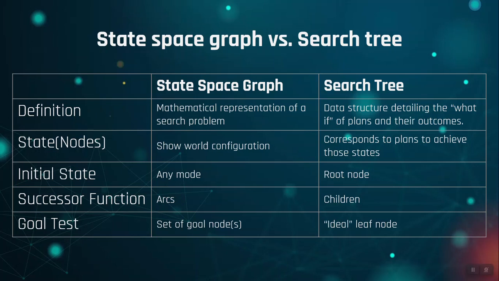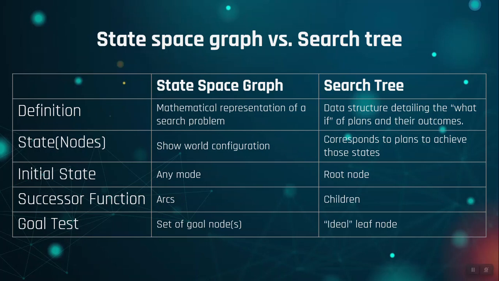Okay, so let's see their comparison clearly. By definition, a state space graph is a mathematical representation, whereas a search tree is actually just a data structure. In the state space graph, states show the configuration of the entire environment, including the agent, and for a search tree, what we see is actually a plan from one specific initial state to the goal state. In the state space graph, you can start at any node, while in a search tree, we always start at the root node, specifically at the top of the tree. And in a state space graph, successor nodes are represented using arcs pointing to nodes, whereas in trees, you have arrows pointing to the children nodes.